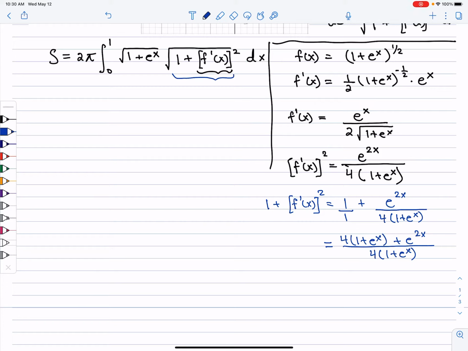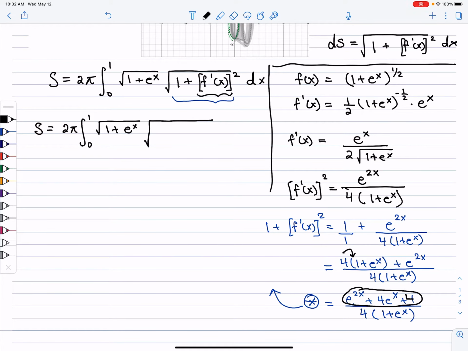So I multiply both numerator and denominator in this fraction by our LCD. And then that gives us this in the numerator over the denominator. But then I combined the fractions into one. Plus 4 factors out into e to the x plus 2 squared over the denominator, which is equal to 4 times 1 plus e to the x in the denominator, dx.